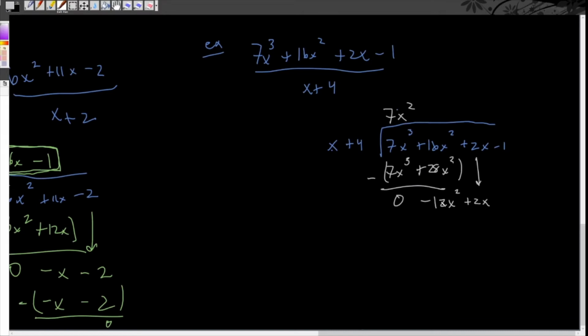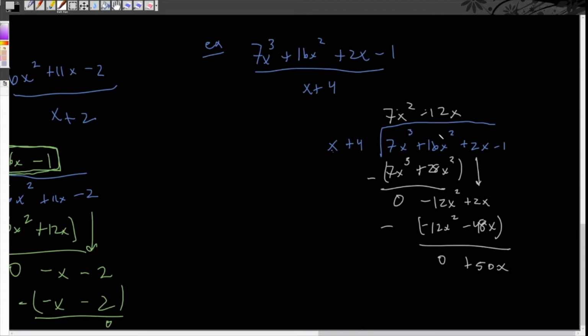Now we're looking at negative 12x squared. What times x makes negative 12x squared? Well, I need a negative 12 to get the negative 12, and then I'm just missing one x. Negative 12x times x makes negative 12x squared. And then negative 12x times 4 is negative 48x. Subtracting this off, I get 0 just like I need to, and then 2 minus negative 48x, I get plus 50x.